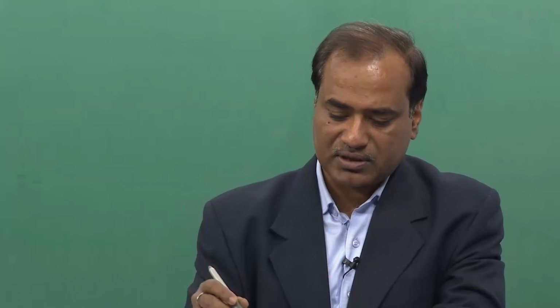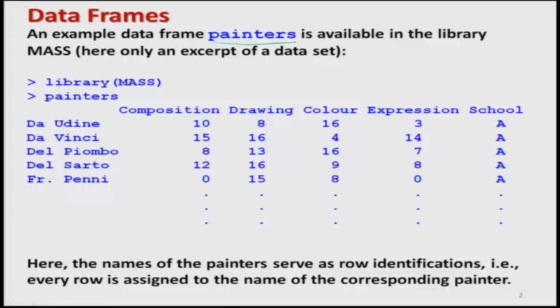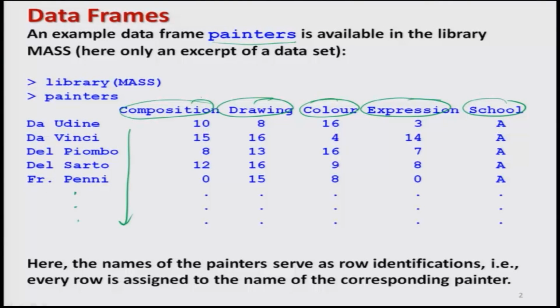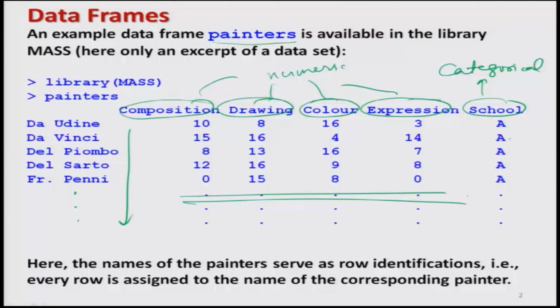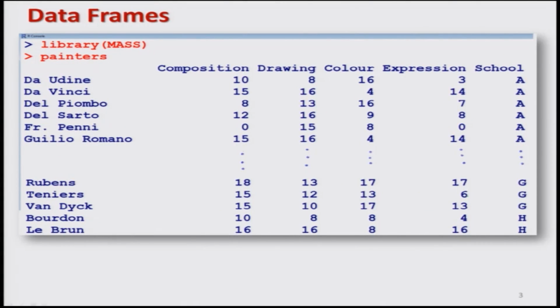This data set was the painters, which was containing the information on different types of painters in a long list, and then it has information on several variables: composition, drawing, color, expression, school. Four of these variables are numeric variables, whereas school is the categorical variable. So, you can see here this is taking the values as A, B, C, D and so on, and these are some numerical values. And this is the screenshot of that data set that we had used earlier also.